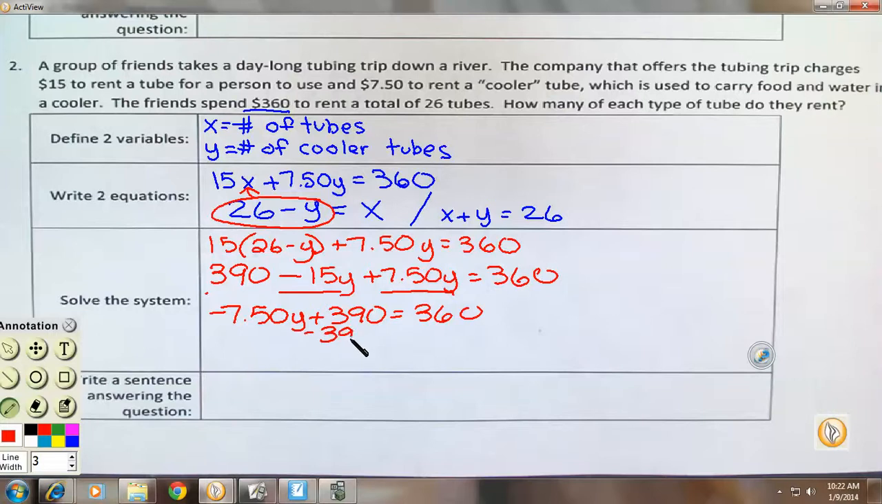We can subtract 390. So we have negative 750y equals negative 30. Divide by negative 750. What does y equal? Okay. Does 4 seem like a reasonable number of cooler tubes to purchase? Yeah, so we've got a negative number here. Would that seem reasonable? I think 4 is definitely reasonable.